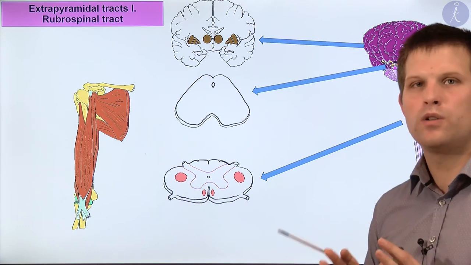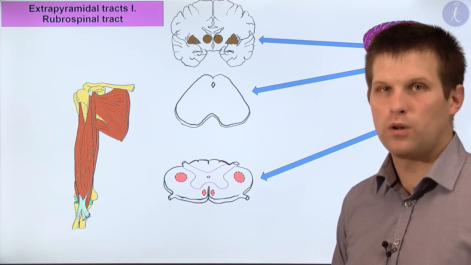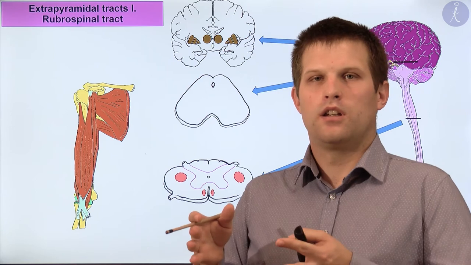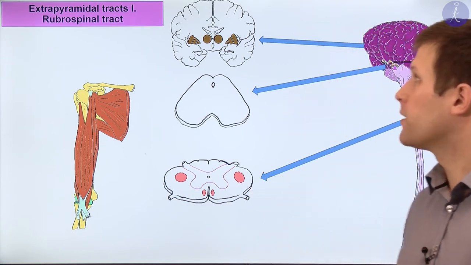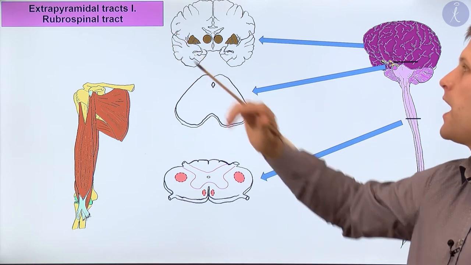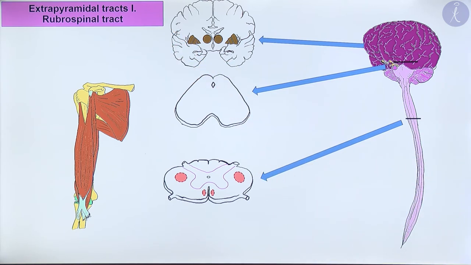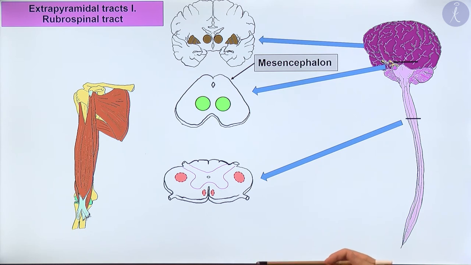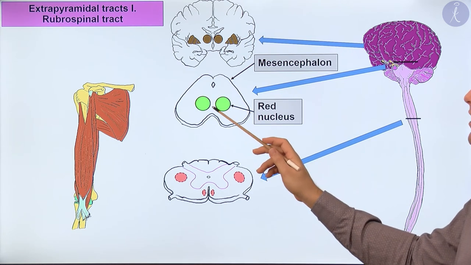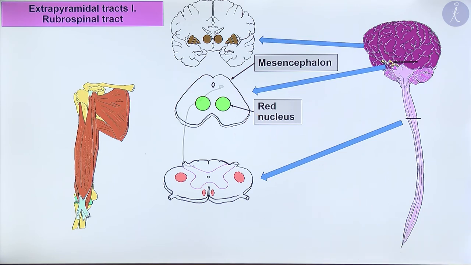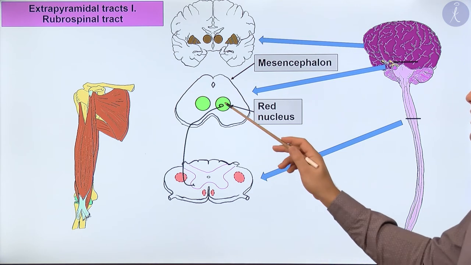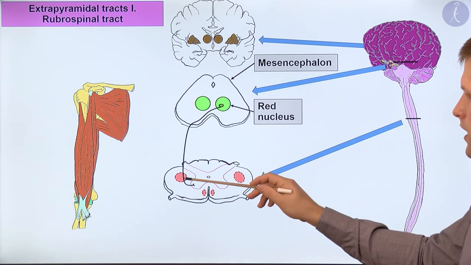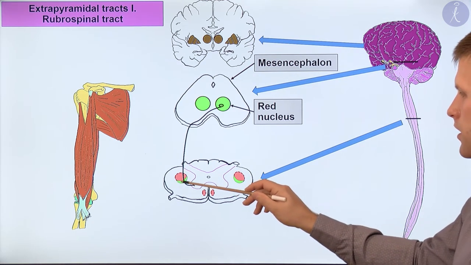Let's see those tracts which also participate in controlling the striated muscle movements. However, they work in parallel to the pyramidal pathway. The first extrapyramidal tract will be the rubrospinal tract. The rubrospinal tract starts at the mesencephalon level, and the major center of this is the red nucleus. These first order neurons come from the red nucleus level, will be crossed at the tegmentum of the mesencephalon, and descend on the contralateral side next to the pyramidal tract.